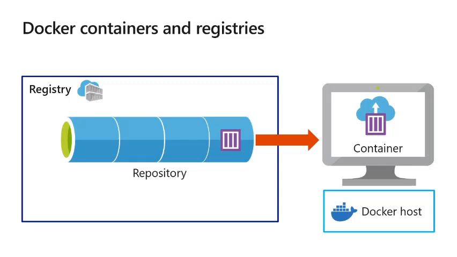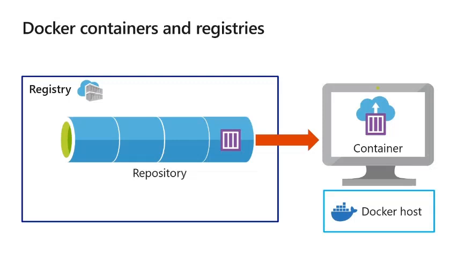Let's examine how container repositories function in the Docker ecosystem. In the Docker ecosystem, a container registry contains a set of container repositories. Container repositories function like source code control repositories, as they store versioned copies of a container image. A machine running Docker can pull a container image from a registry and create a new container instance from the image.